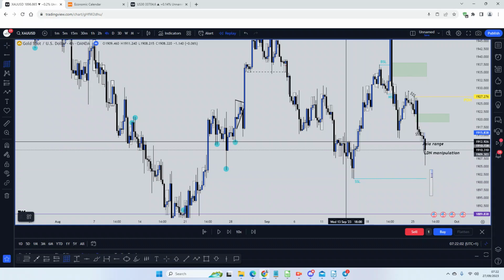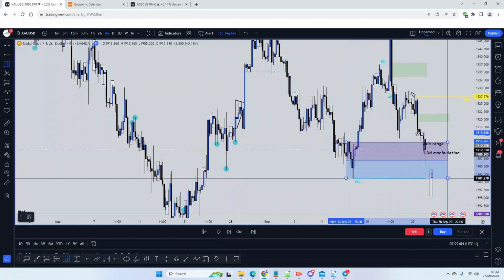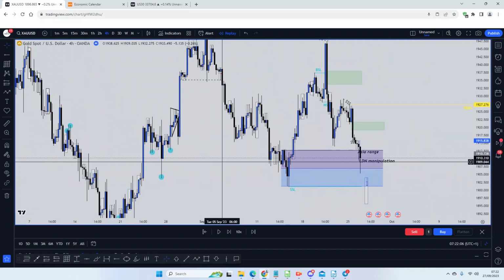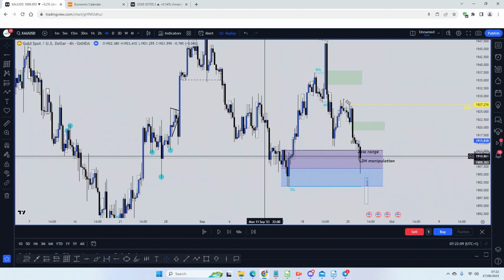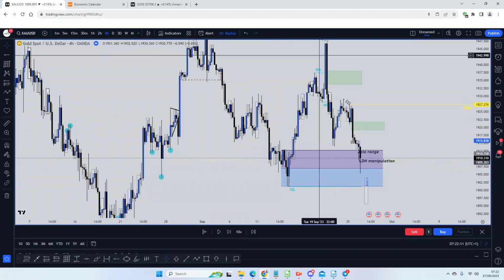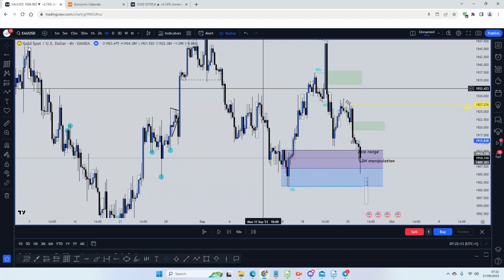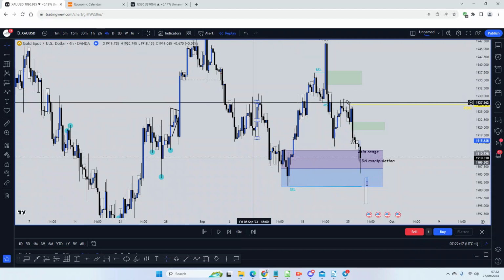What we can also identify is we have a level of 4-hour demand all across this area. Why is this 4-hour demand? Because exactly from this accumulation, the market pushed to the upside and broke above this high. So we were expecting the market to react from this level of demand.